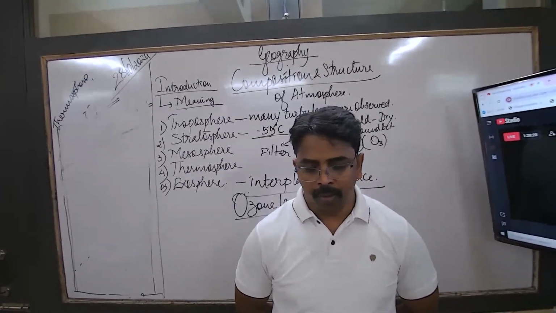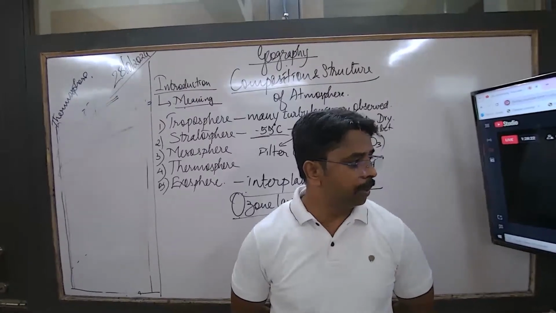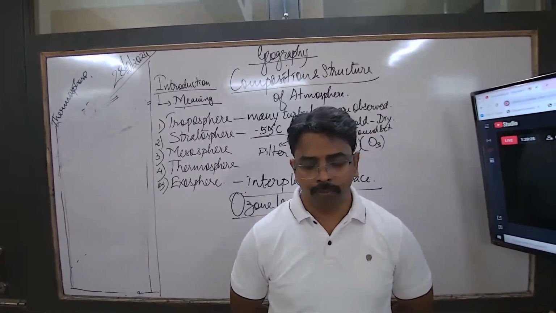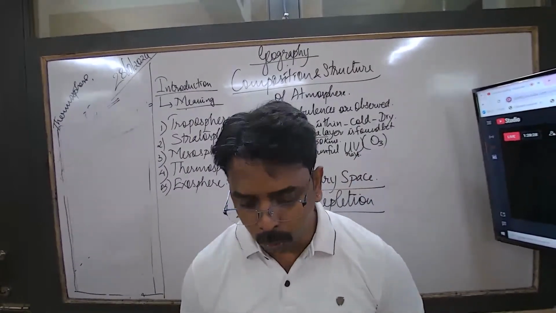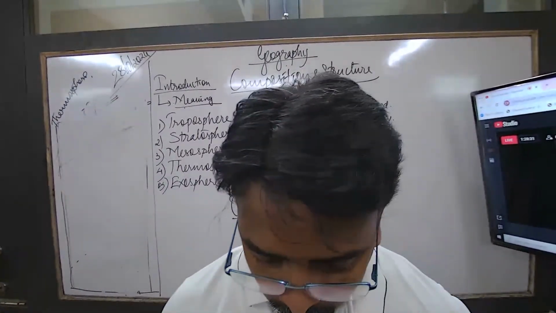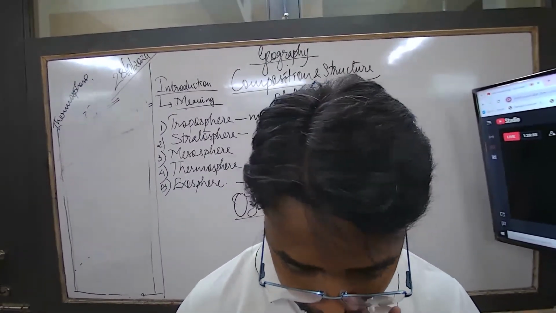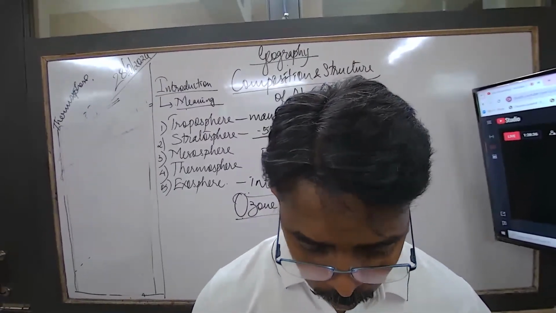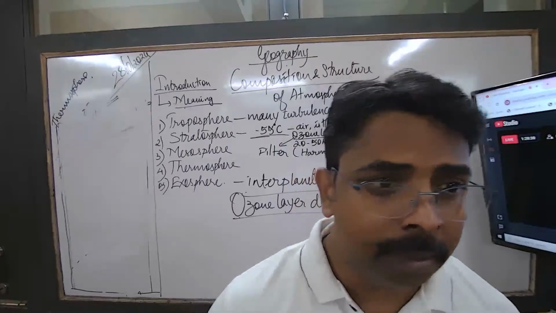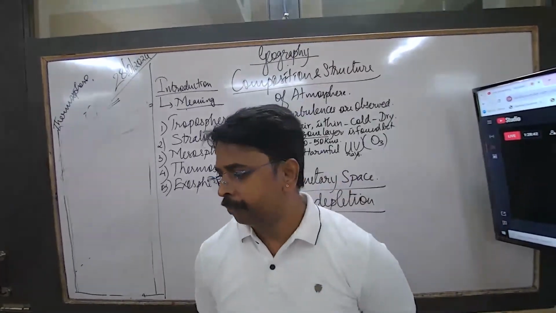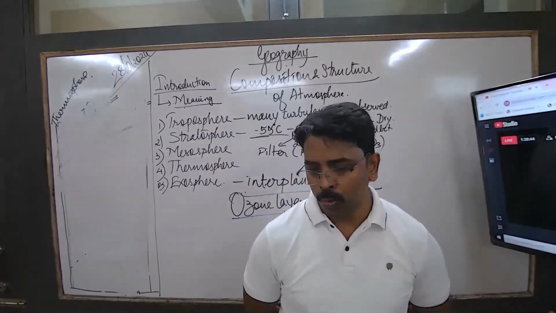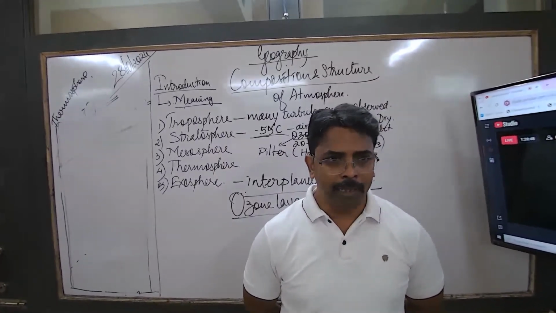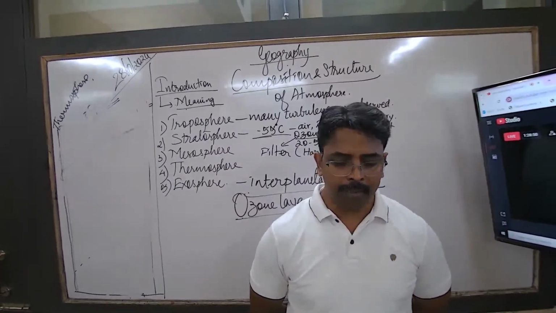Next para, causes for depletion. Point number 1: use of chlorine and bromine chemicals.